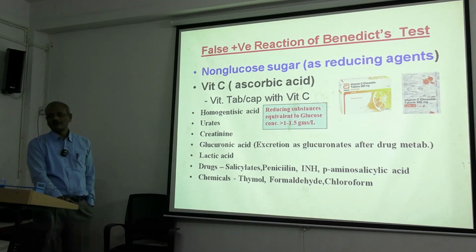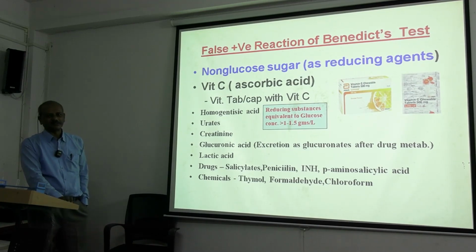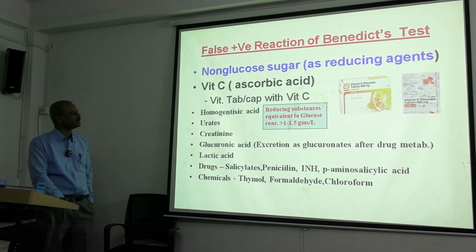I'll bring some; it is a medication. We all take vitamin C at times. If somebody takes vitamin C the preceding night and gives the sample the next morning, the urine sugar might be positive. Vitamin C is a very, very strong reducing substance.